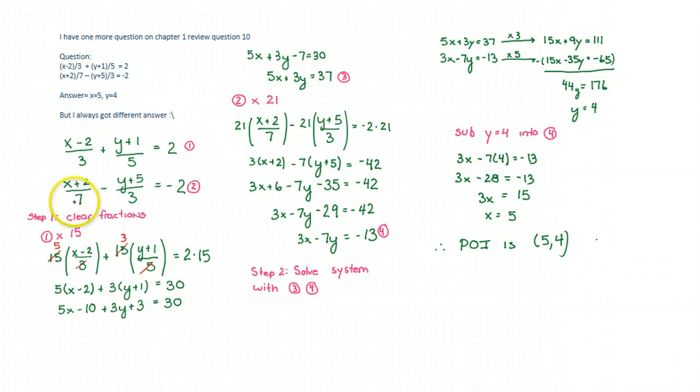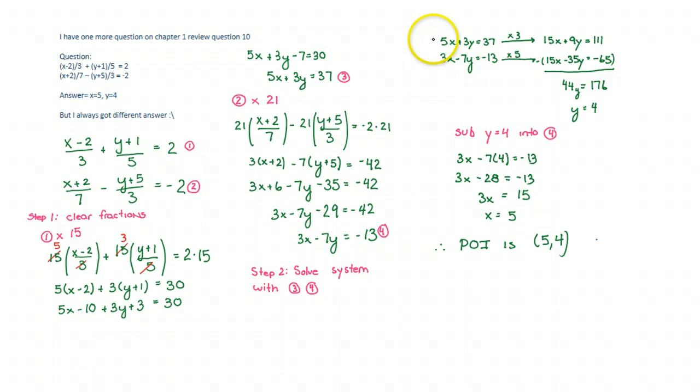So equation 2, the denominators are 7 and 3. So we're going to multiply each term by 21. There it is. And then I go through the same process and I end up with 3x minus 7y equals negative 13. So now that I have these two new equations, which I've called 3 and 4, I can solve the system using those equations, and I'll get the same value.